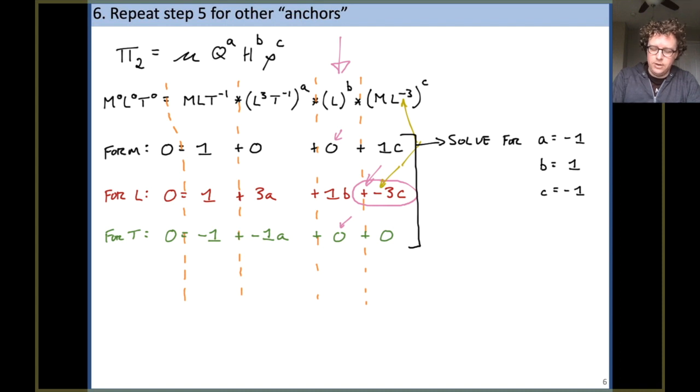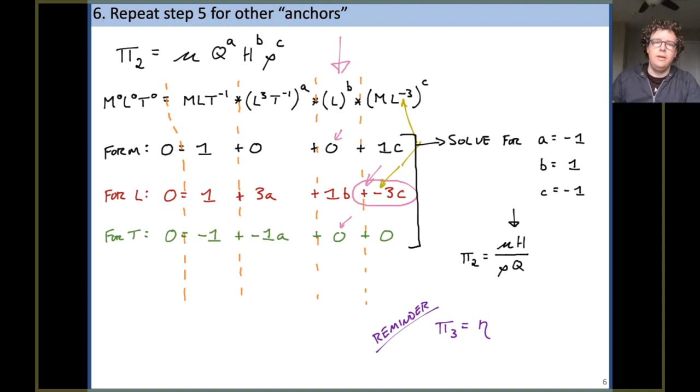Okay, 3 equations, 3 unknowns. We can go ahead and solve this, and I got A of -1, B of 1, and C of -1, which means my second pi term looks something like this. I've got mu multiplied by h on top, and in the denominator I've got fluid density multiplied by discharge.